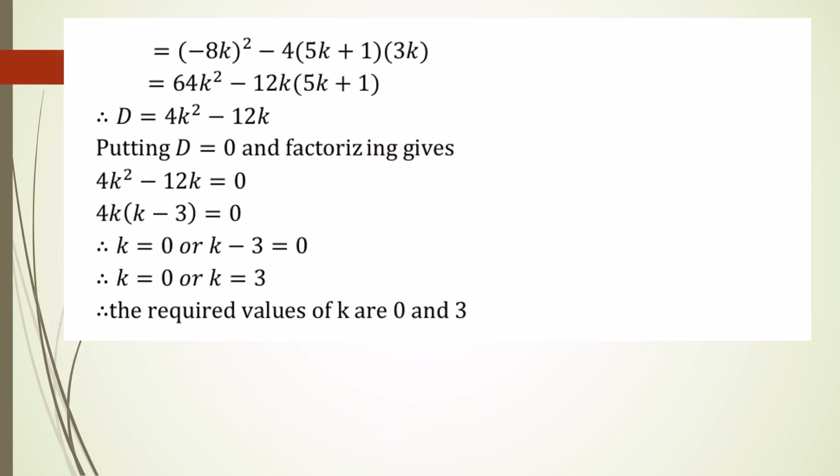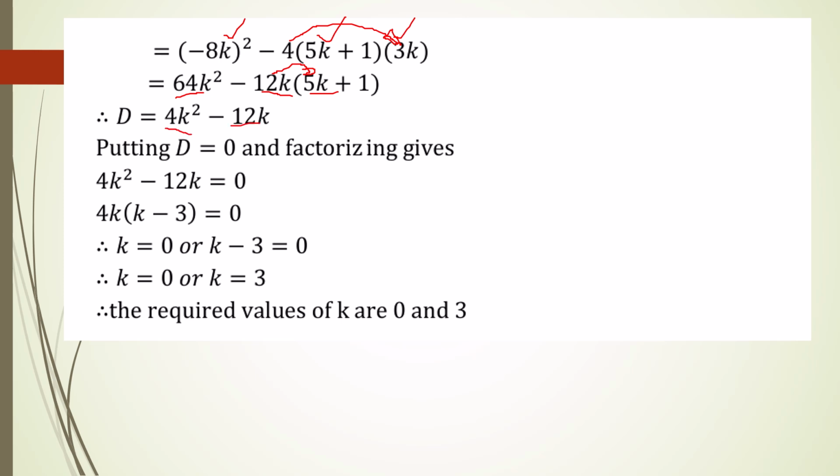Making appropriate substitutions, where there's b, you substitute for b, where there's a, you substitute for a, and where there's c, you substitute for c. Opening up those brackets, you're going to end up with 64k squared minus 12k into 5k plus 1. We have got this 12k by multiplying 4 by 3k. That's why you end up with this. But remember that if you open up these brackets, it's going to be 12k times 5k, which gives 60k squared, and 12k times 1, which is 12k. So 64k squared minus 60k squared, you're going to get 4k squared minus 12k.